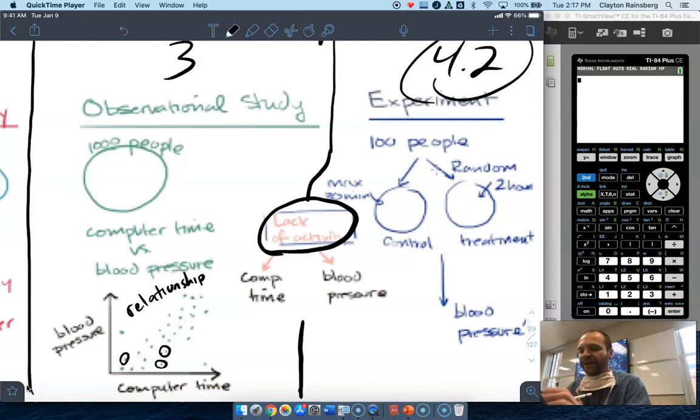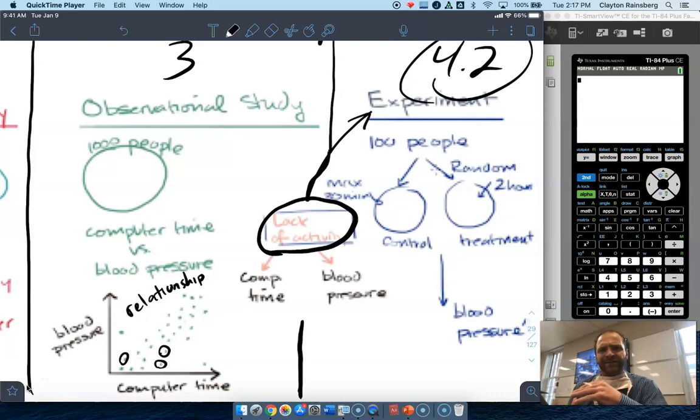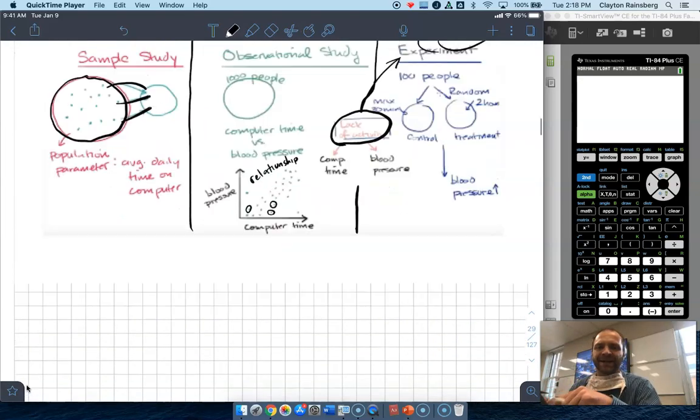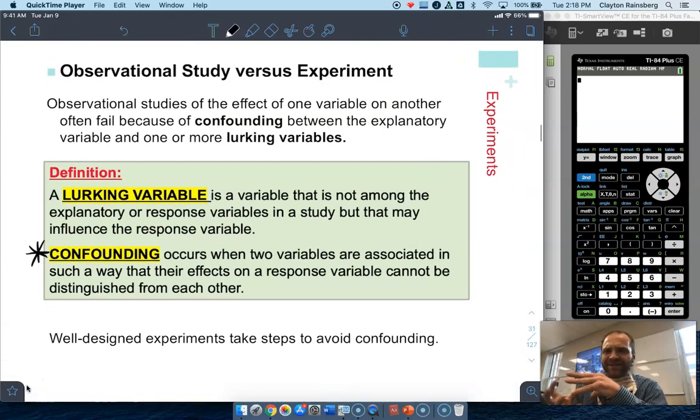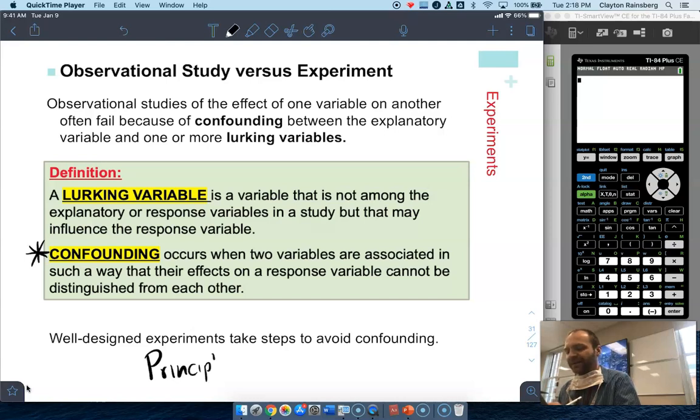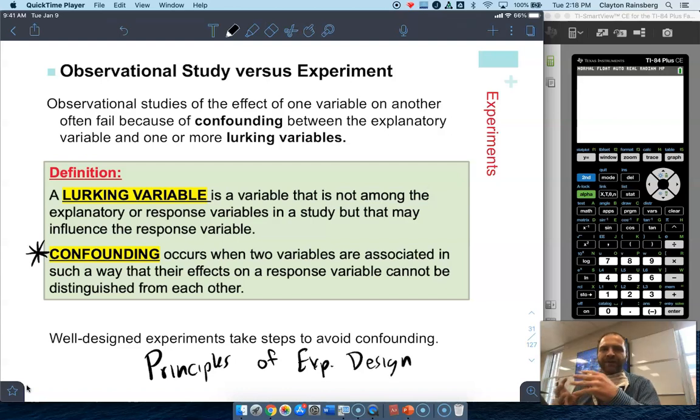So by doing an experiment, I'm going to try and control that confounding variable. That's what that definition kind of goes through. So I wanted to show that to help out with this definition of confounding. Behind the scenes, there's some other variable that may be influencing the results, and we have to make sure we control for that. So well-designed experiments take steps to avoid confounding, and that's where our principles of experimental design come into play. And so that's why we really want to make sure we do that.